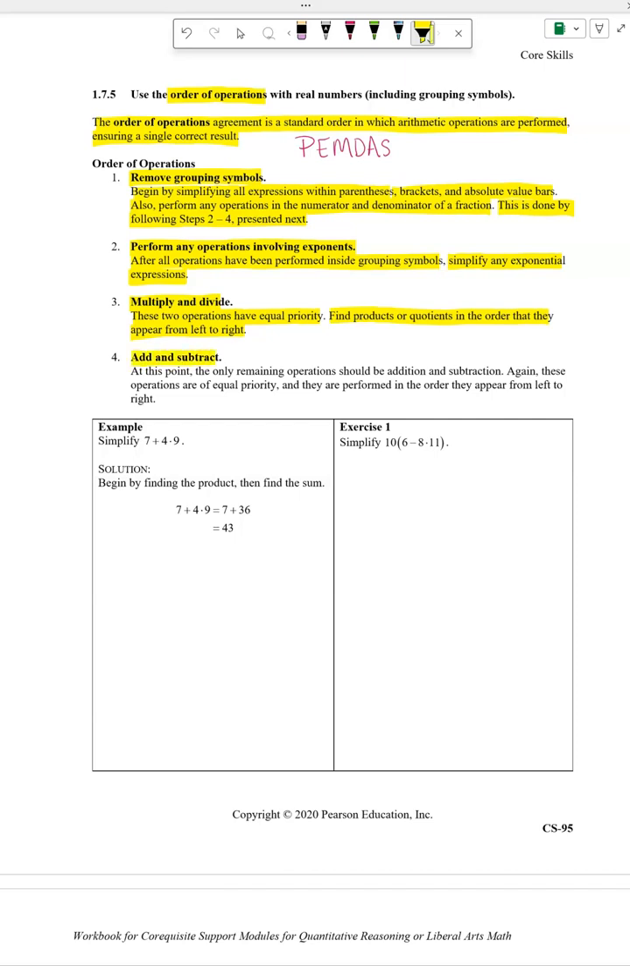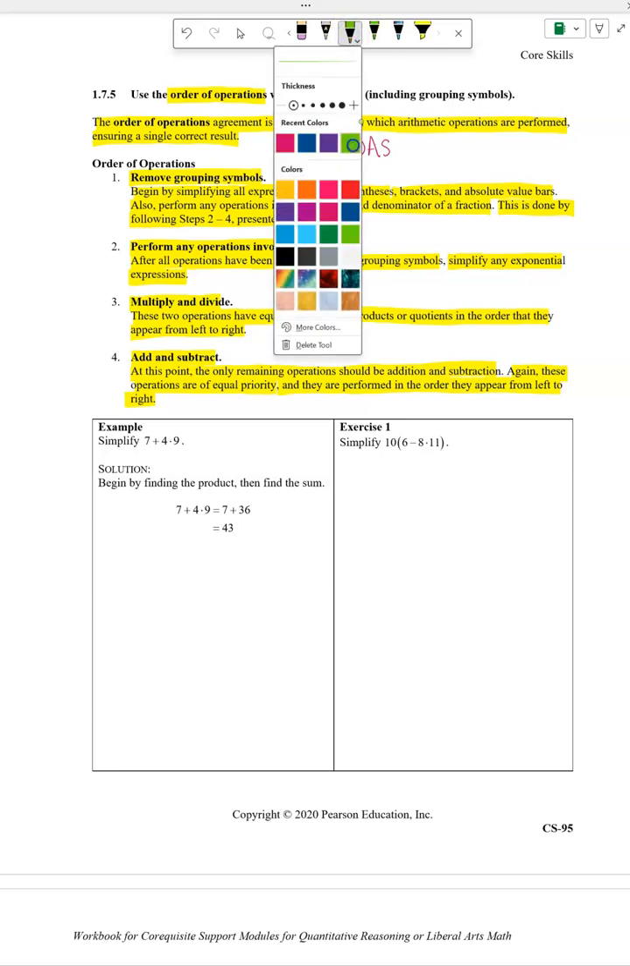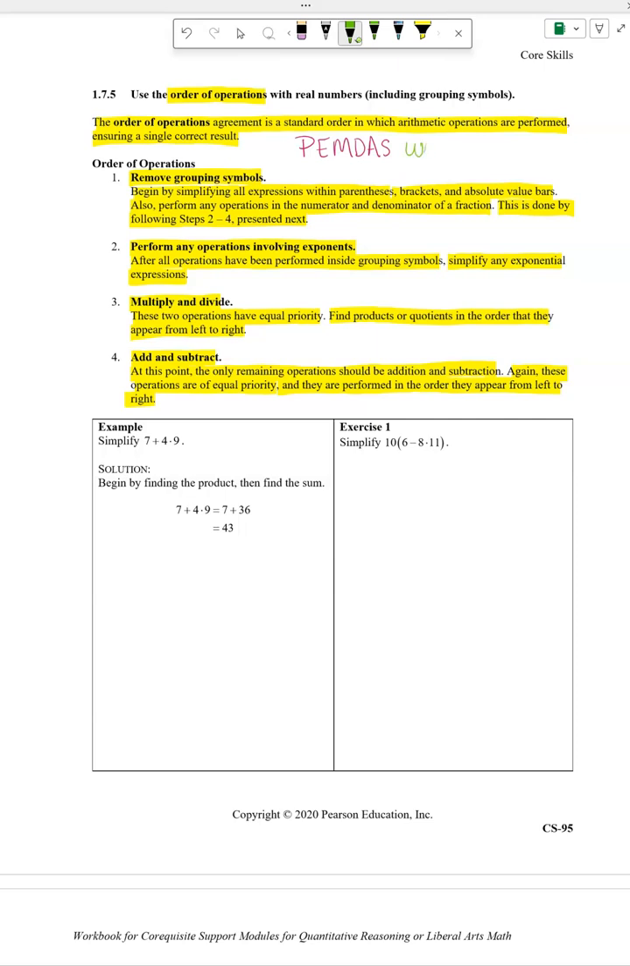Add and subtract. At this point, the only remaining operations should be addition and subtraction. Again, these operations are equally important, and they are performed in the order that they appear from left to right. So always remember, very important, work left to right. So these are left to right, like this. Cool. That makes sense to y'all, I hope.